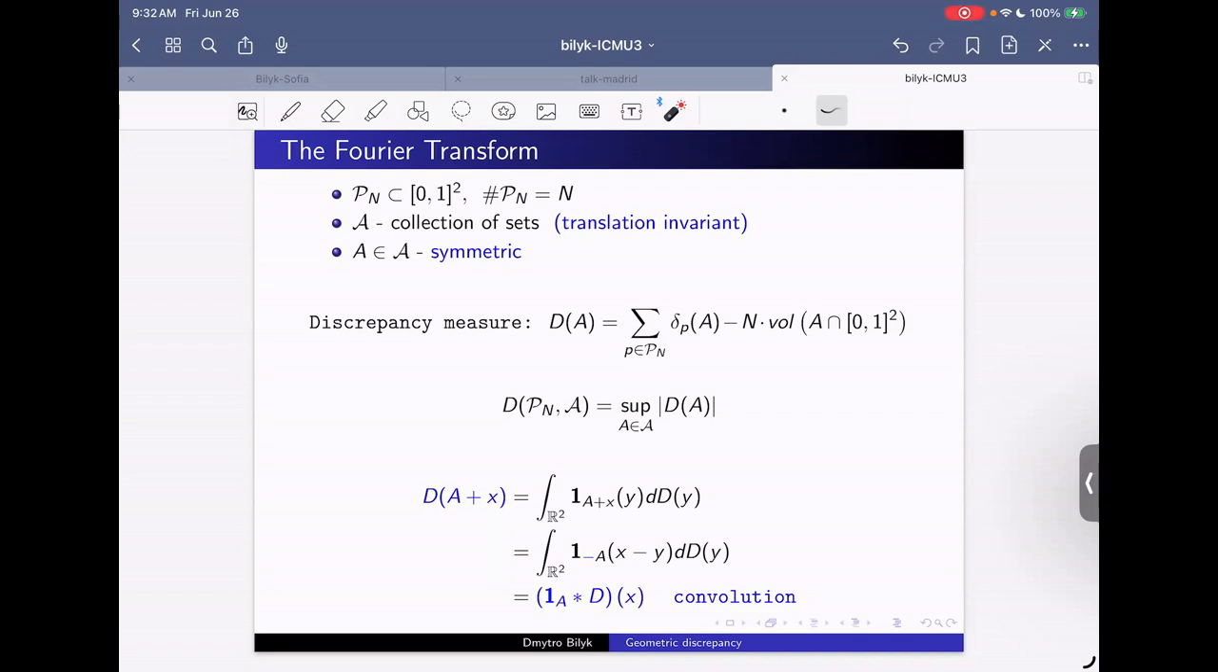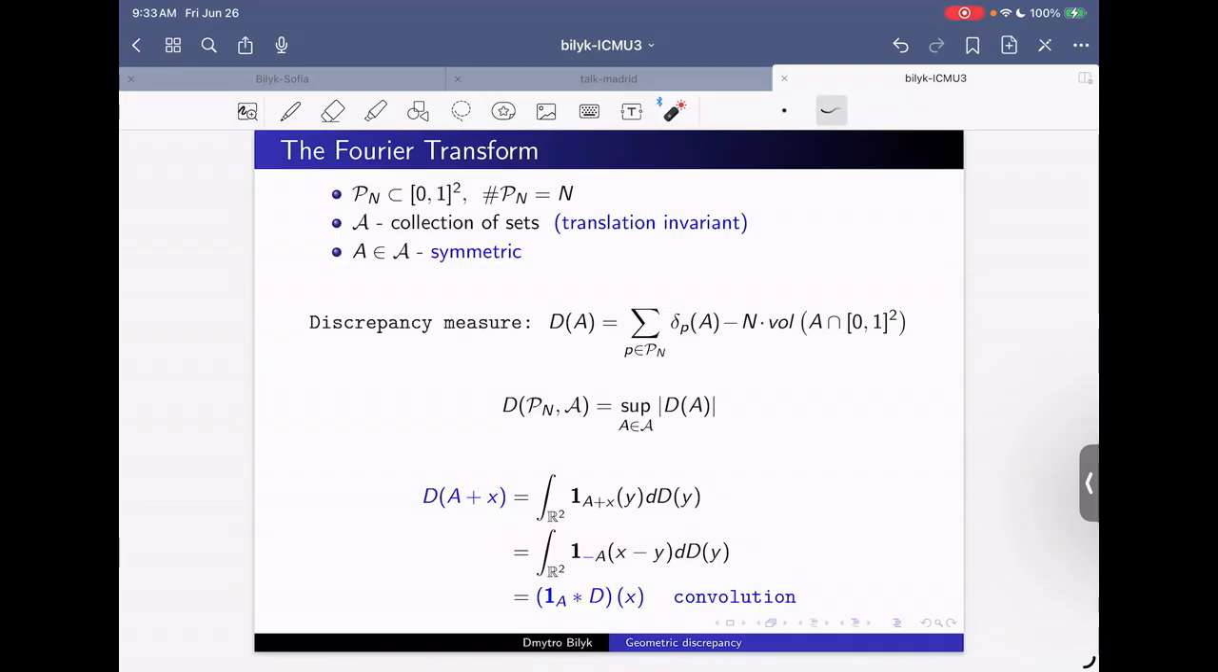And then if you try to stick x here, well, you get the indicator of, technically, minus A. If I want to put x minus y, you would put y minus x, then you would get A. If you put x minus y, it's minus A. But if I assume there is some symmetry, this is a very minor thing. So now you look at this expression, and this is a convolution, right? It's a convolution of the indicator function of minus A with the discrepancy measure.